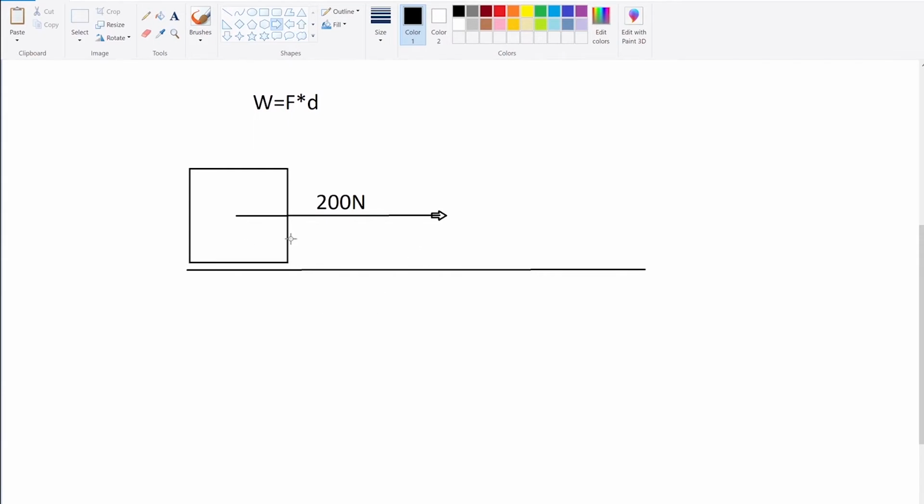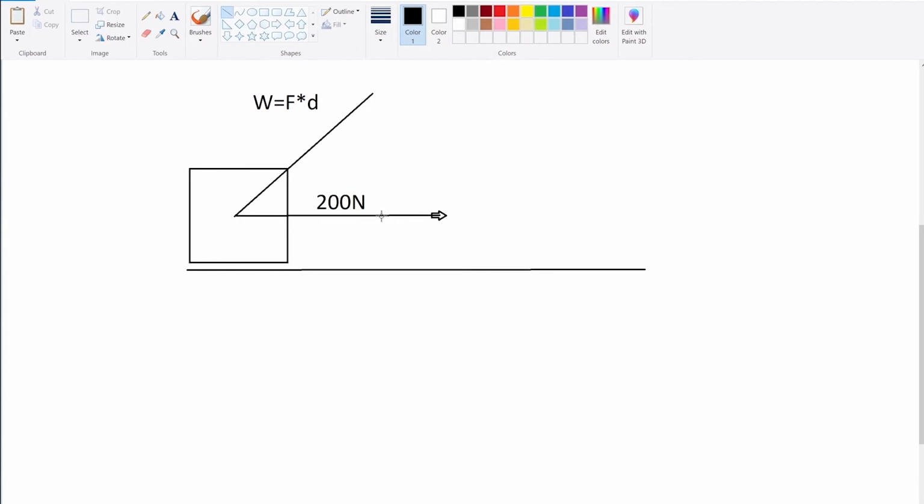So that's 200 newtons, and then you would just want to look at the total displacement of that. But what if you applied 200 newtons up at kind of a funky angle? Well, you would still be applying that same amount of force, but because of the direction you're applying it in, not all of that force ends up moving the box to where you want it to be.